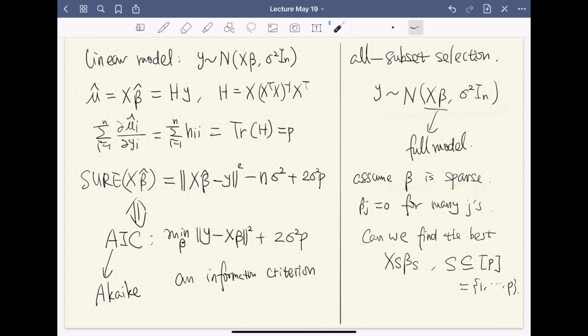For example, if we do regression in genetic analysis for gene expression data, then usually people assume the phenotype only depends on a few genes. So you expect many of the coefficients should be 0 or at least very, very close to 0. Right? This is called sparse linear regression. So how can we find the best submodel from the data?